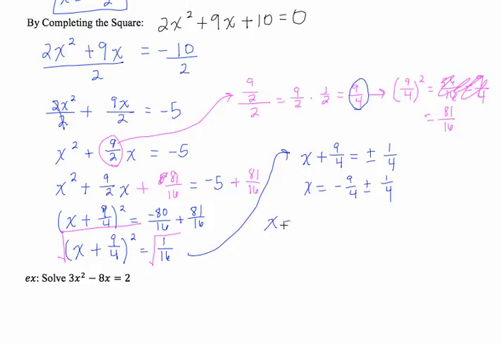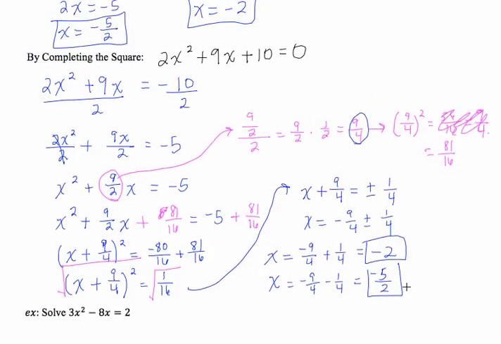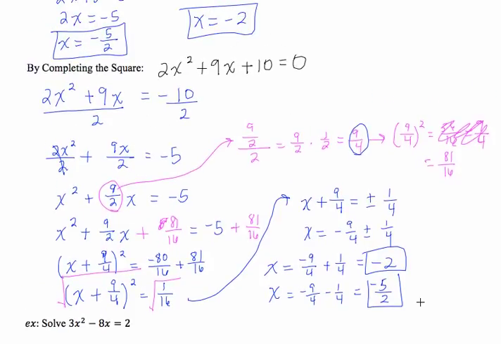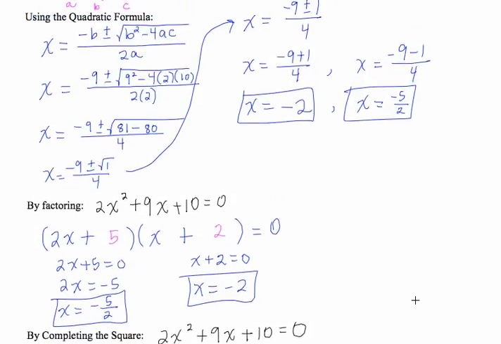So the positive answer is negative 9/4 plus 1/4. Negative 9 plus 1 is negative 8. Negative 8/4 is negative 2. And the negative answer would be negative 9/4 minus 1/4. That's negative 10/4, which is negative 5/2. So as you can see, we still get the same answer no matter how we solve it. And those are all three methods you have for solving a quadratic equation right there.